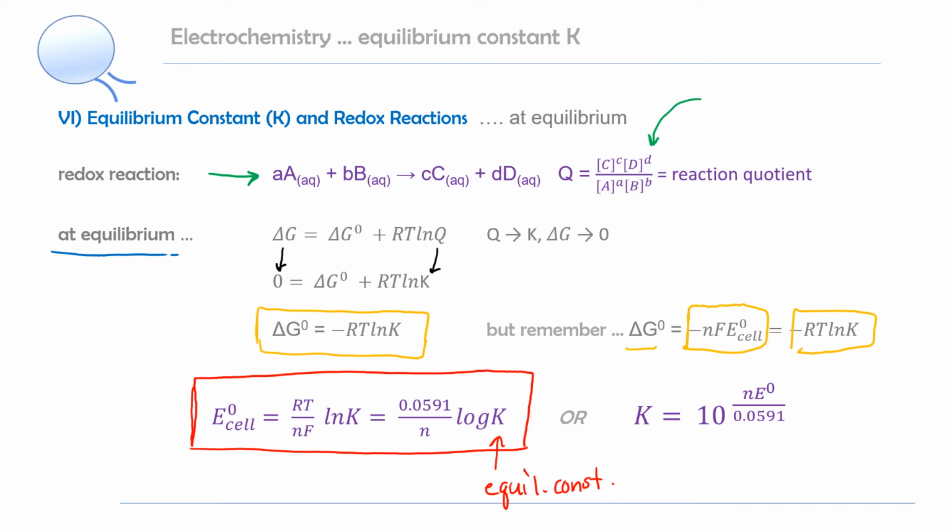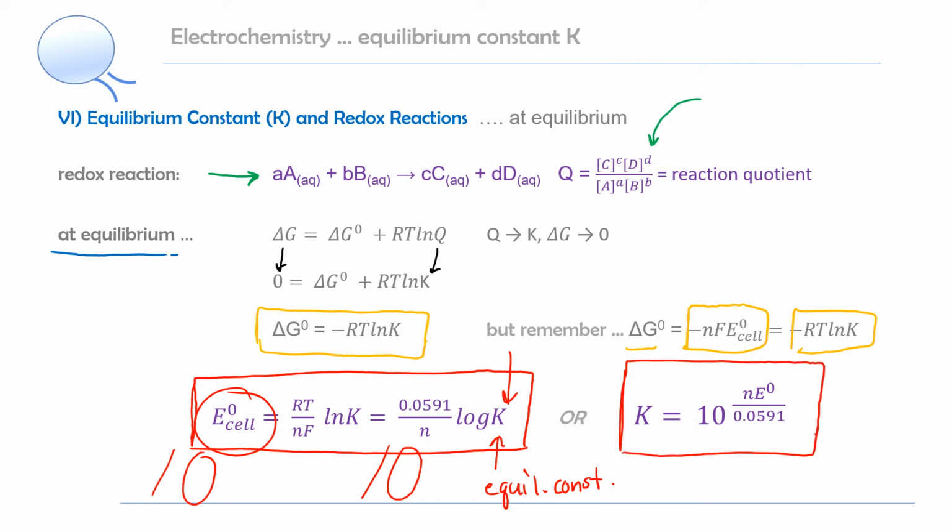Okay, so we can relate cell potential under standard conditions and the equilibrium constant. So if you know K, you can calculate cell potential, or you can take this equation and solve for K. If we want to solve for K, I have to take the anti-log, and so that's raising 10 to the exponent on both sides. And so the equation to calculate the equilibrium constant is to raise 10 to the exponent nE0 cell divided by 0.0591.